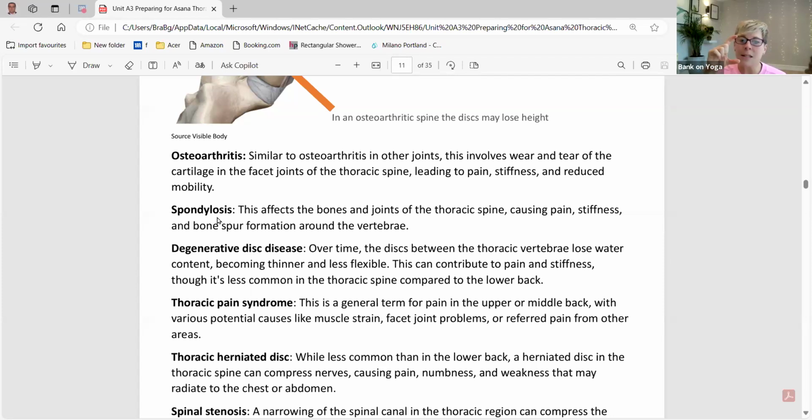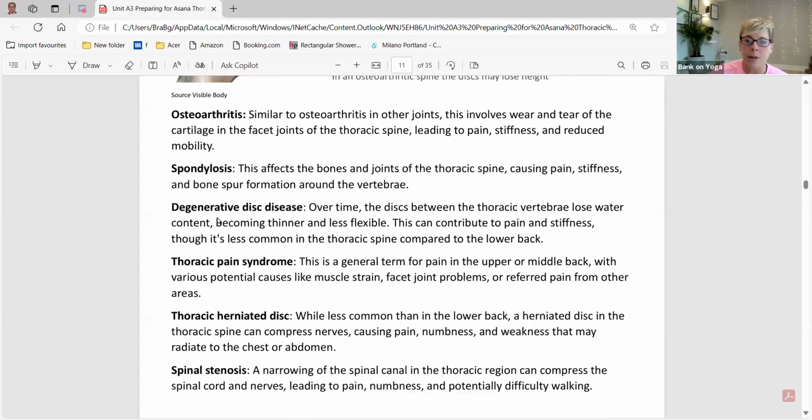And so when that disc is compressed, you can get nerve pain and a weakness to that area. And interestingly, when it happens in the thoracic spine, it can come round to the chest and abdomen. So if they're just experiencing discomfort through the chest and the tummy region, it may be related to the back, because nothing in the body works in isolation. So it's unusual to see it in the thoracic spine, not out of the question, but generally you're going to get more lumbar pain, lumbar herniated discs.